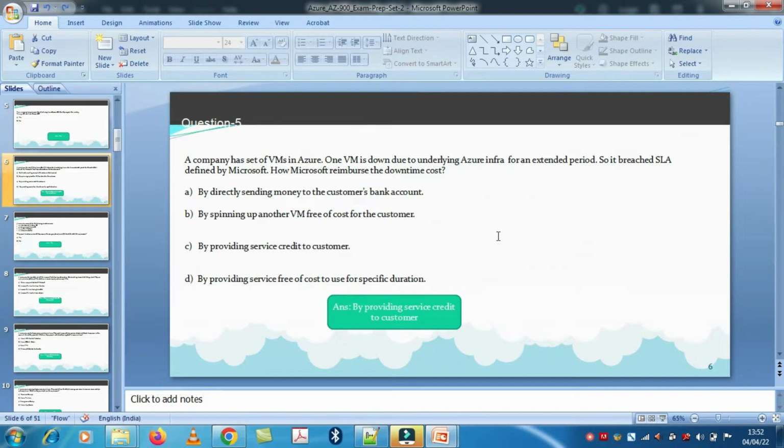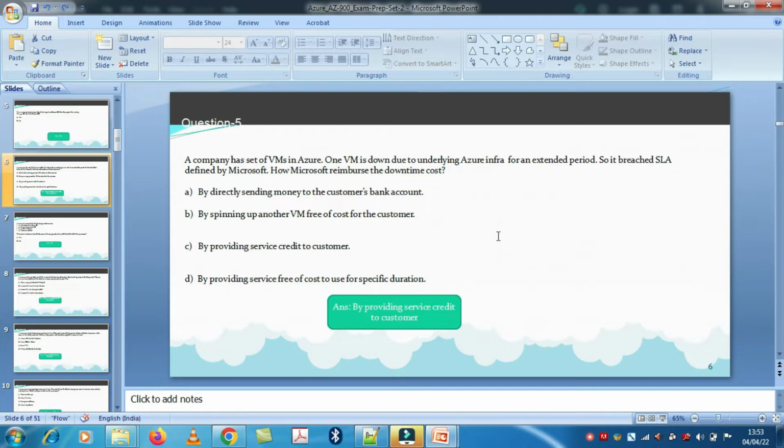One VM is down due to underlying Azure infra for an extended period, so it breached the SLA defined by Microsoft. So how does Microsoft reimburse the downtime cost? I will tell you very clearly, Microsoft is not going to credit anything to your account if something goes wrong. SLA is nothing but a service level agreement. Obviously there will be some SLA for everything.